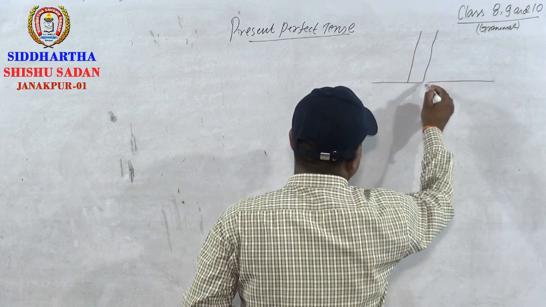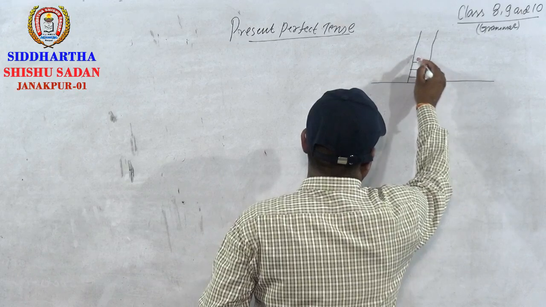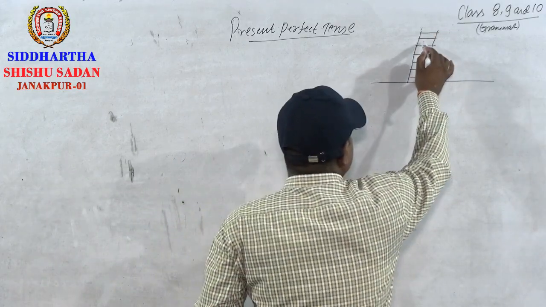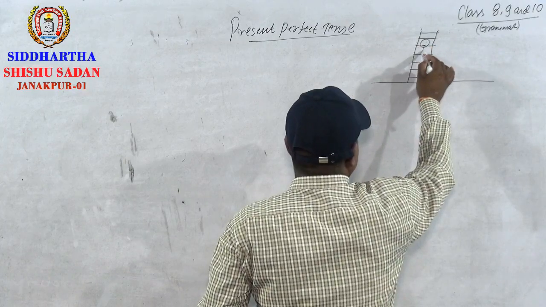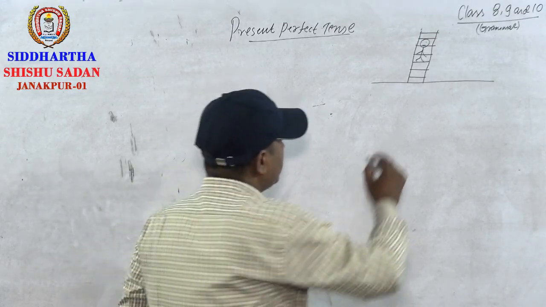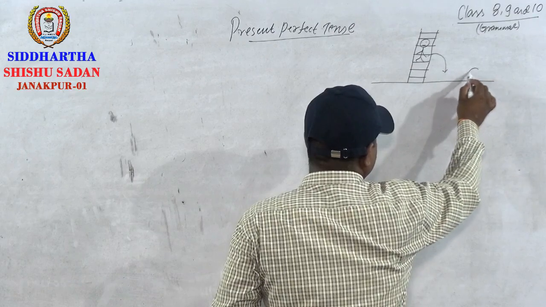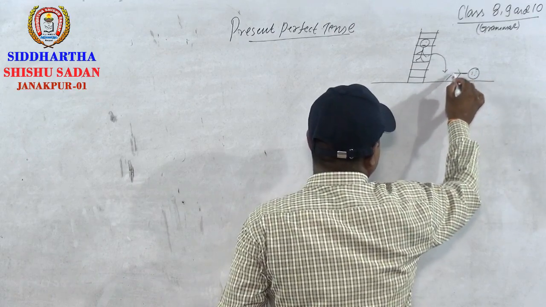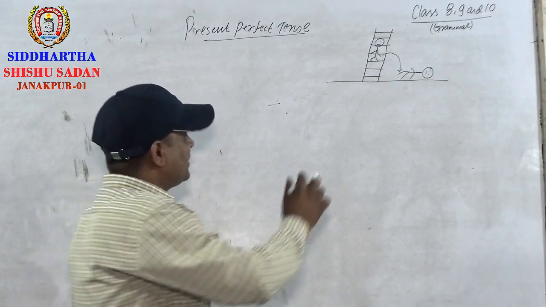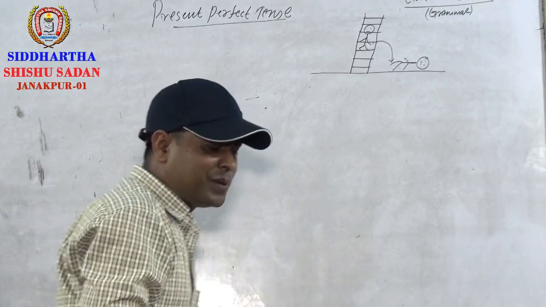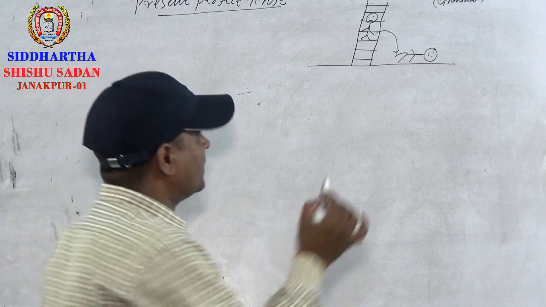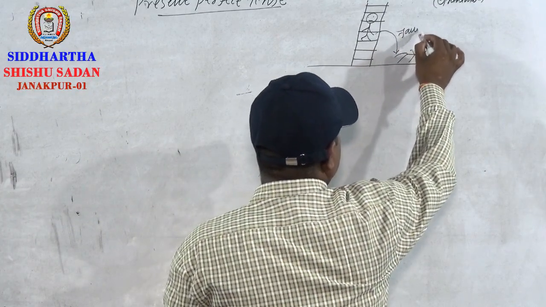See here, students. This is a ladder. And a person is there, climbing the ladder. Now, see here. Just guess what has happened over here. The same person has fallen down. So, what's the action that occurred there? Falling. That's the action.